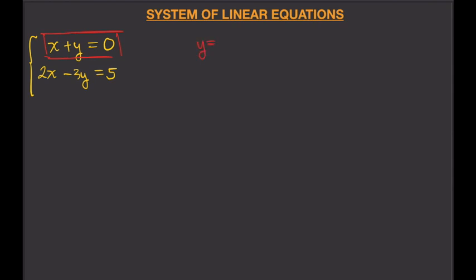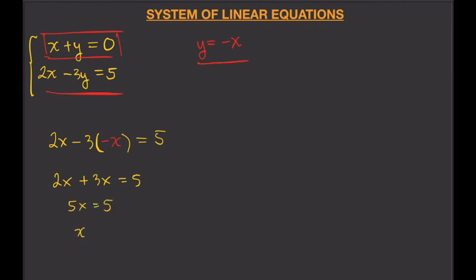So y equals negative x. Okay, and then I will plug this value into my second equation. So where y is, I will replace that with negative x. So I will now have 2x minus 3 times y, which has become negative x, equals 5, and then solve for x. So this is 2x plus 3x equals 5. This is 5x equals 5, and then x equals 1.